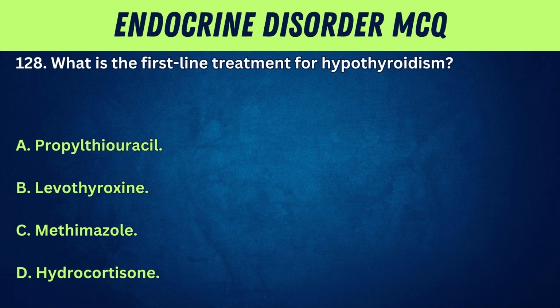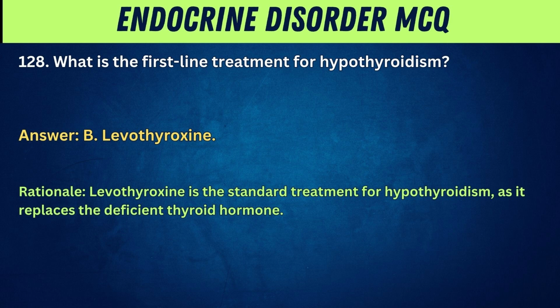128. What is the first-line treatment for hypothyroidism? A. Propylthiouracil. B. Levothyroxine. C. Methimazole. D. Hydrocortisone. Answer: B. Levothyroxine. Rationale: levothyroxine is the standard treatment for hypothyroidism as it replaces the deficient thyroid hormone.